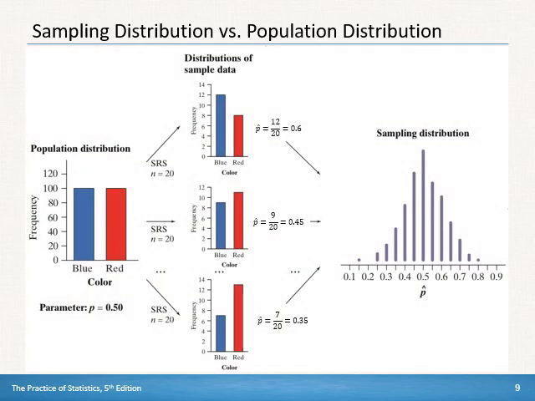Okay, so here's a visual of what that last slide was talking about. Let's assume we have a bag of blue and red chips. Let's assume we know the population is 100 of each. The proportion of blue chips is 50%. Then we could take a sample. In this case, we've taken 3 samples. We could take lots and lots of samples. And in each of those samples, however many we take, we could plot them.